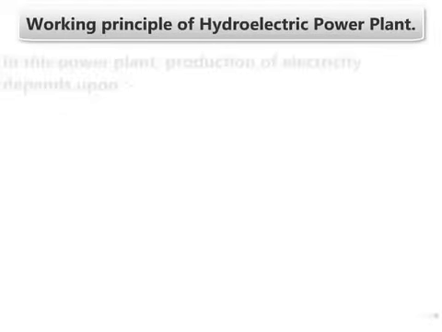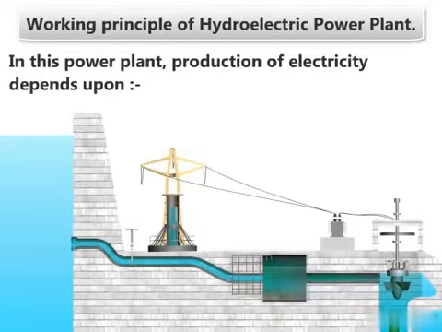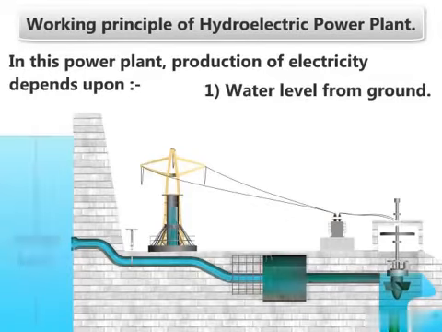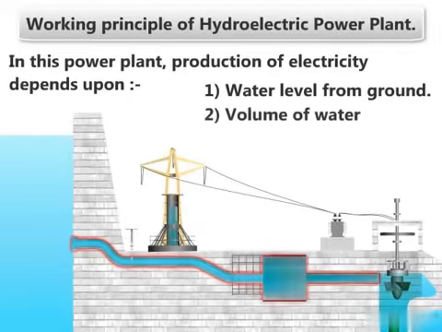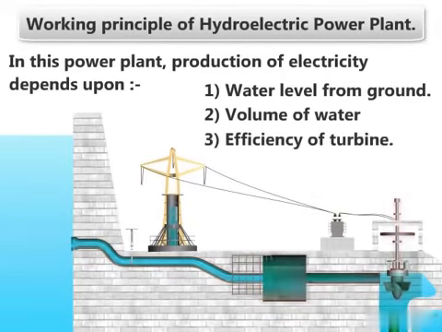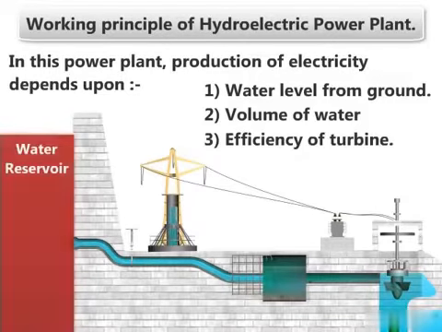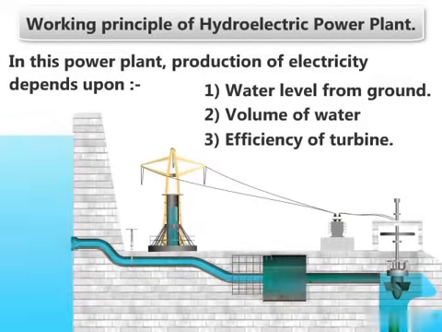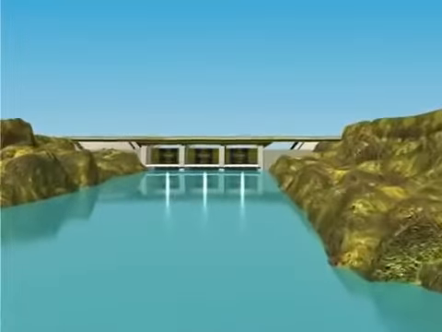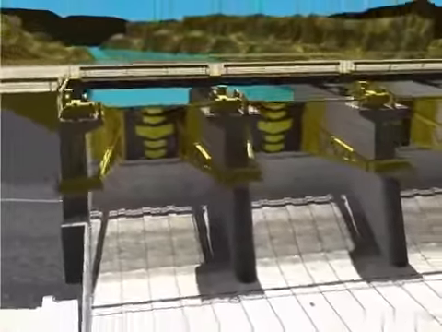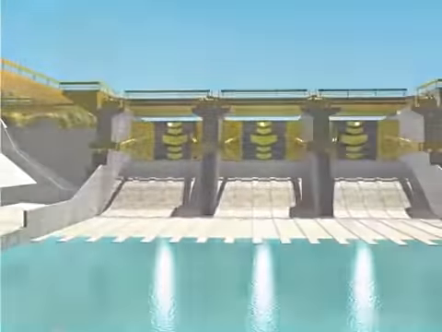The working principle of hydroelectric power plant. In this power plant, production of electricity depends upon the height of the water from ground level, volume of the water flowing per unit time, and efficiency of the turbines. Hydroelectric power plant requires a water reservoir. So these plants are constructed near big dams.